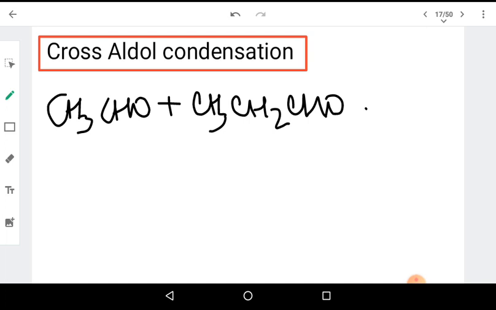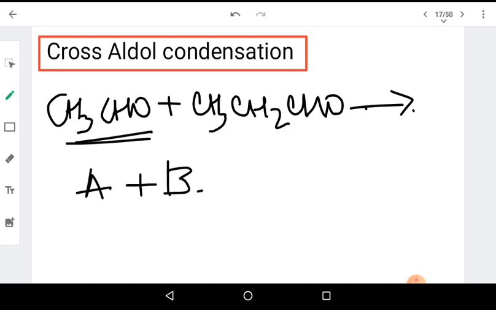Now what is going to happen is that first I will be getting the self aldol condensation product of this as my product A. Next I will get a product B, which is a self aldol condensation product of CH3, CH2, CHO. Next is a cross aldol, taking this molecule as the first molecule and this as the second molecule, and that is our C.